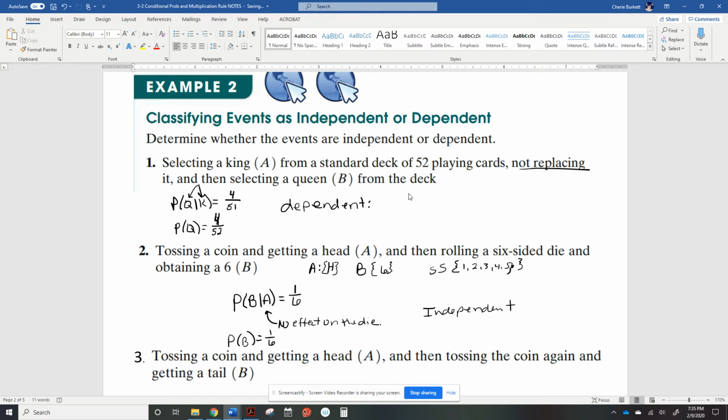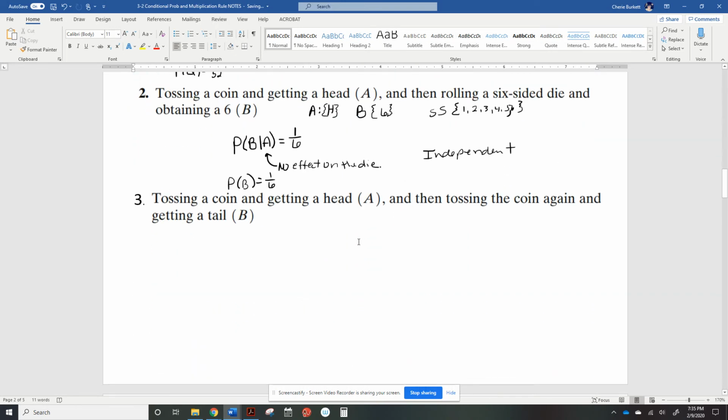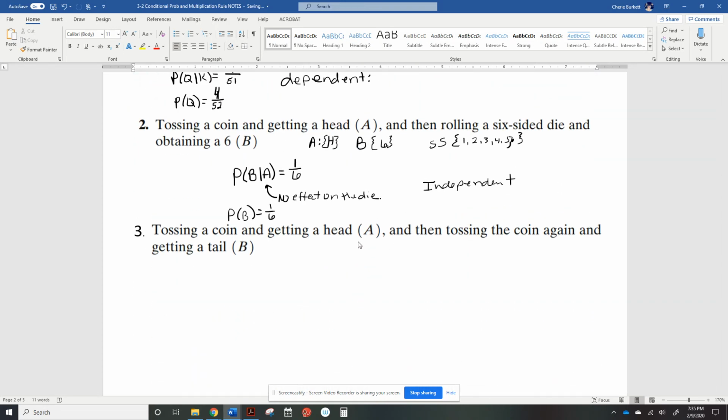Next, tossing a coin and getting a head, and then tossing a coin again and getting a tail. Well, you might be thinking, hey, we're tossing coins now. It doesn't matter. A is being defined to be landing on heads, and B is being defined again to land on heads. But once we flip a coin, it doesn't matter what the outcome is. We flip that coin again, we still have a 50-50 chance. The sample space is still going to be heads or tails.